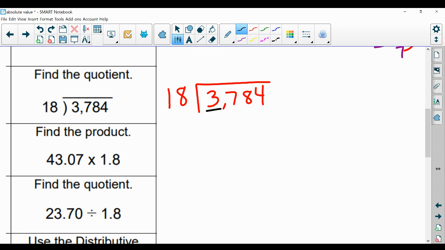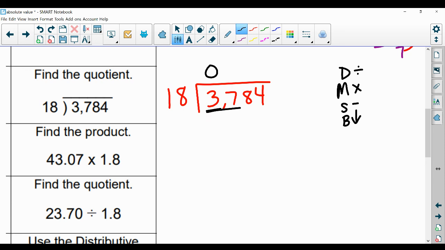Well, before we start that, what's our steps for long division? You remember it starts with a D. Does McDonald's sell burgers? We divide, we multiply, we subtract, and we bring down. So 18 will go into 3 0 times. So then we go and look at 37.